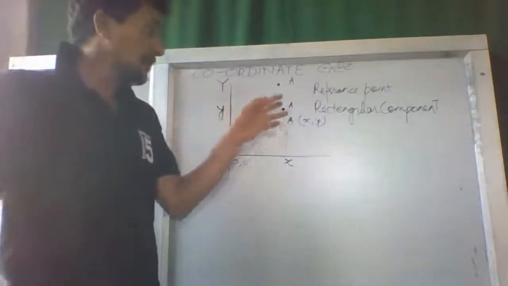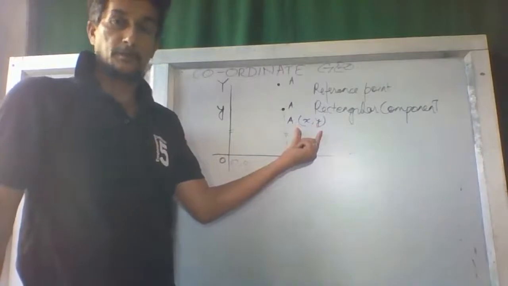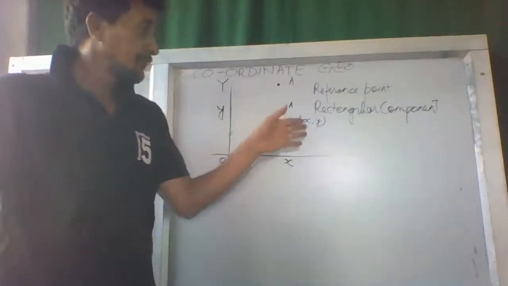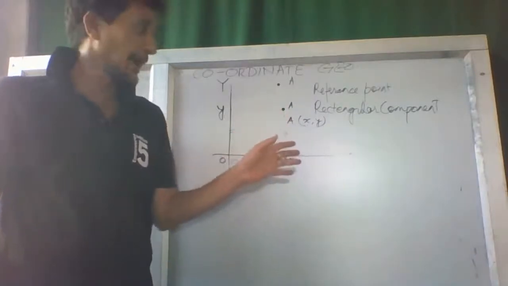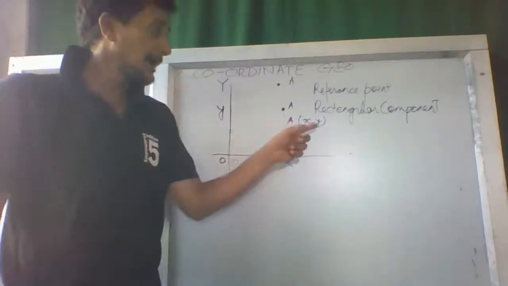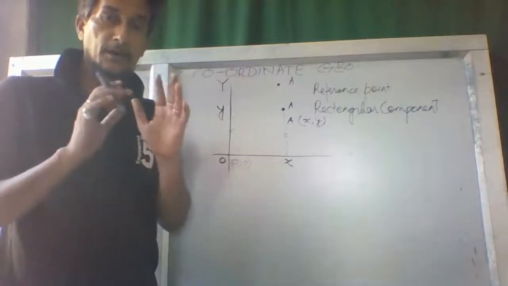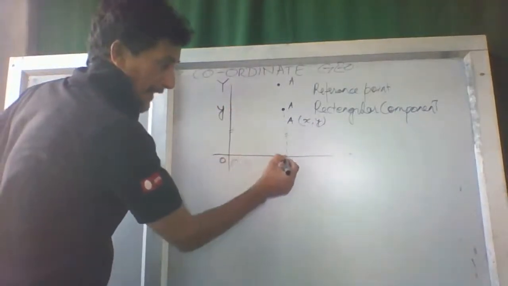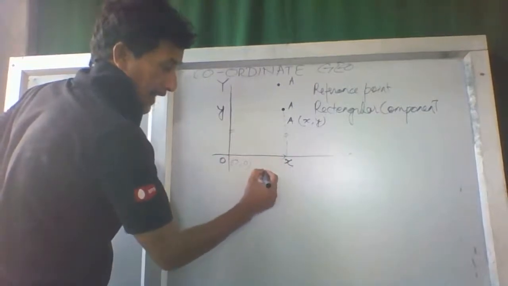So this point has two reference frames, x comma y. The first part is always known as the abscissa and the second part is known as the ordinate. The distance from the origin point to the x point is called the abscissa.